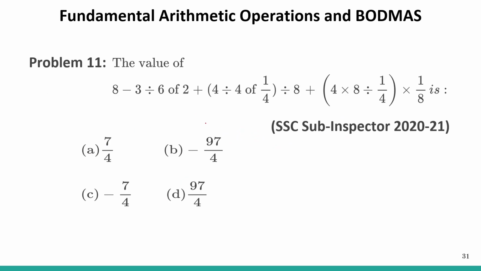Let's see question number 11. It asks us this algebraic expression with a lot of algebraic operations. So again we remember the BODMAS rule. Innermost brackets first, then we remove exponents, then we need to divide, then multiply, then add, and then subtract. First we need to remove these brackets. There are no exponents, then we will move to division. This question has appeared in the SSC Sub Inspector 2020-21 paper.